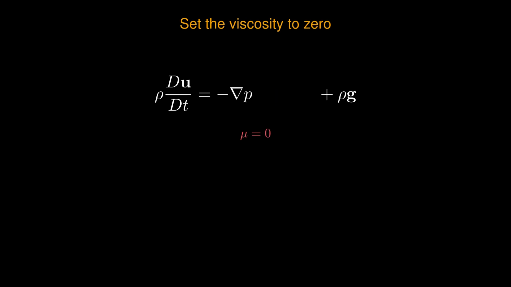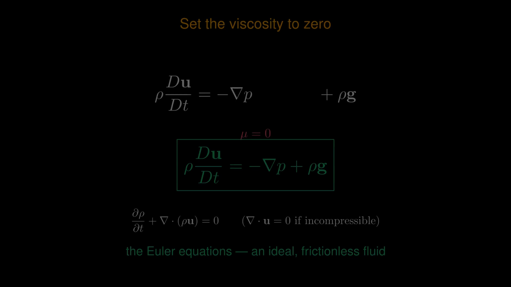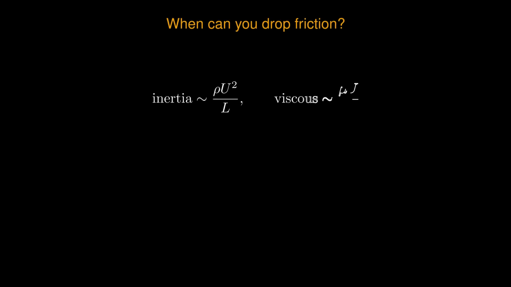The friction term vanishes. What's left is density times acceleration equals minus the pressure gradient plus gravity. Continuity, the conservation of mass, is untouched. These are the Euler equations: Navier-Stokes for a fluid with no internal friction, an ideal fluid. When you allow yourself to throw friction away, compare its size to the inertia term.